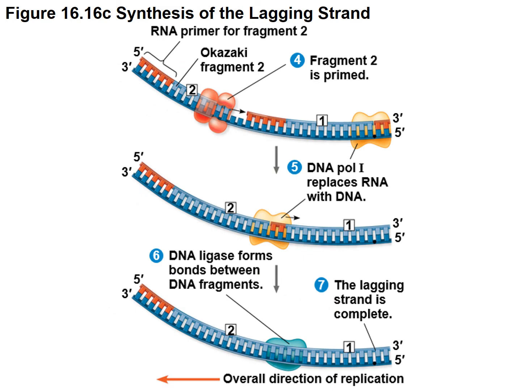This is just showing you continuing. Again, for each little Okazaki fragment that's made, another little RNA primer has to be added first. DNA polymerase 1 is going to replace that RNA primer with DNA. And like I mentioned before, DNA ligase forms the bonds between those DNA fragments. And again, the overall direction of the strand being made is in the 5' to 3' direction.